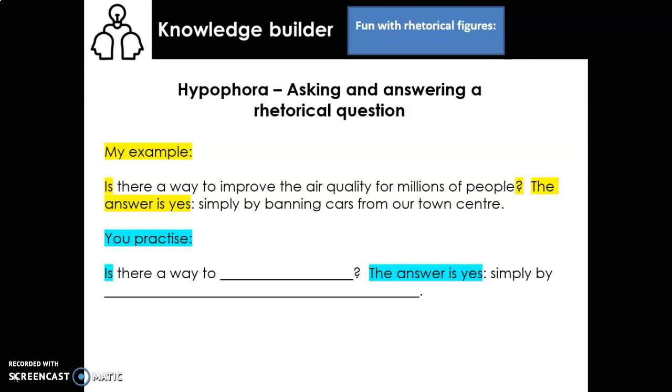It's where you ask, but then answer a rhetorical question. So our first technique that we're going to have a little bit of fun with, hyperporia, asking and answering a rhetorical question. So let's look at my example.